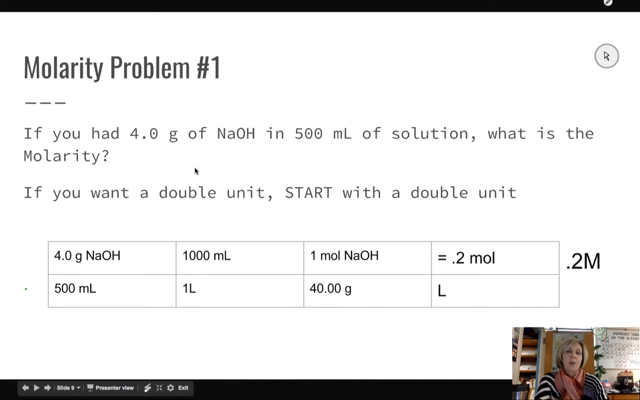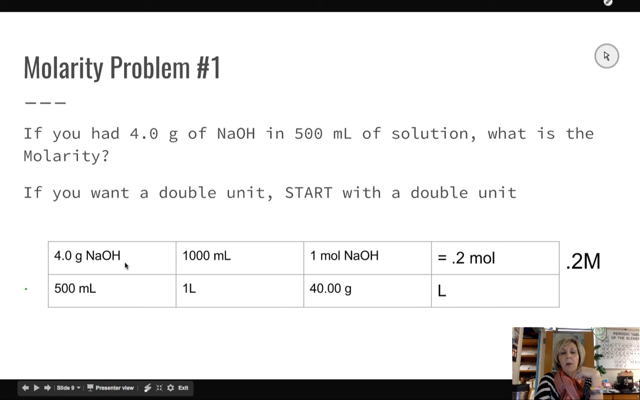And you would say, well, Mrs. Foy, there's no double unit. Well, you have to make one. So I put the 4 grams on the top and the volume on the bottom, which in this case is 500 milliliters. So the first thing I'm doing in this conversion, you can see that I'm converting milliliters to liters. So my milliliters cancel and I get liters on the bottom, which is good because I want liters on the bottom because molarity is moles per liter.